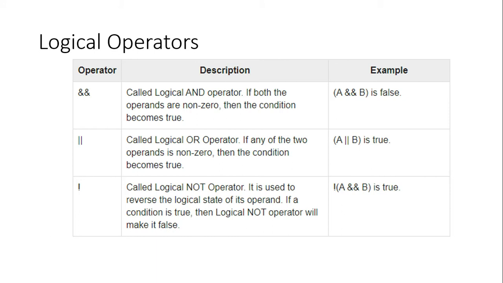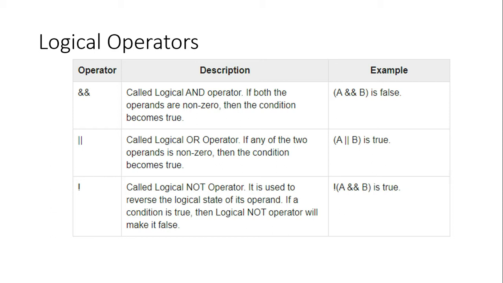If the two conditions are true, then only the result will be true. But in the OR operator, if either one condition is true, it gives a positive result. The last one, NOT, means it is the reverse of the result. If the result is true, it will give 0; if false, it will give 1. So this is a logical operator used in the C programming concept.